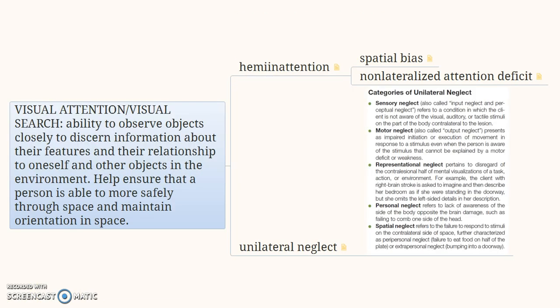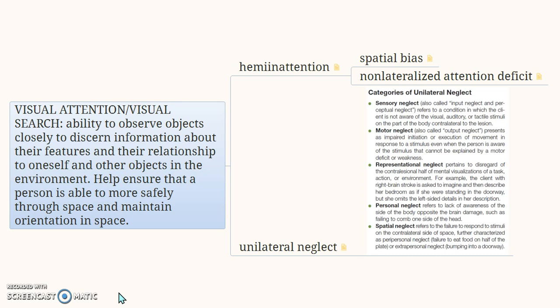Visual attention or visual search is the ability to observe objects closely to discern information about their features and their relationship to oneself and other objects in the environment. It helps ensure that a person is able to safely move through space and maintain orientation in space. This includes hemi-inattention and unilateral neglect.